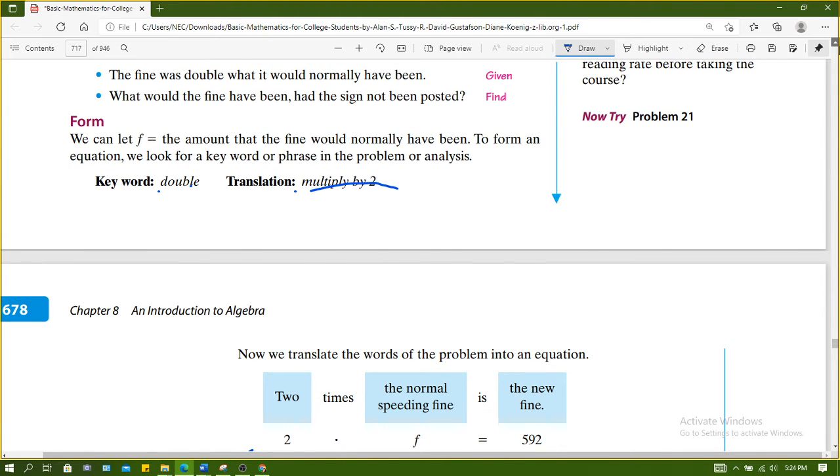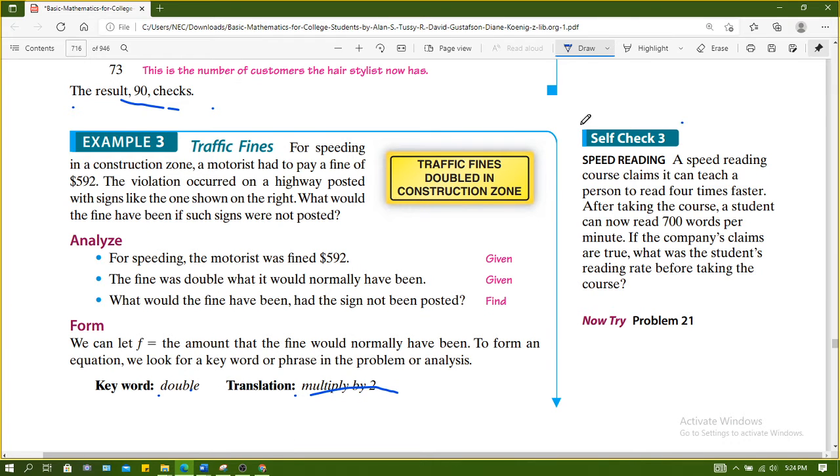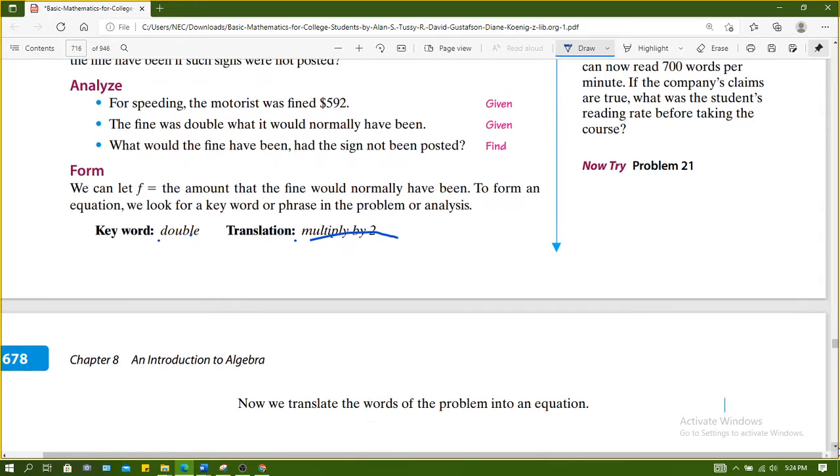So you solve self-check number 3, copy it, post the video, and answer self-check number 3. Let's proceed to another example.